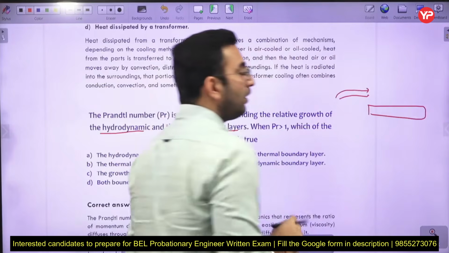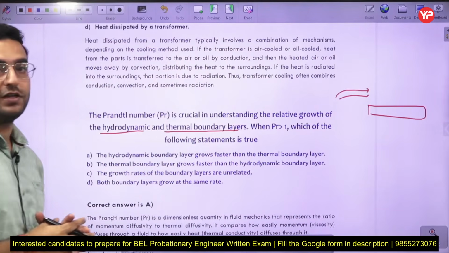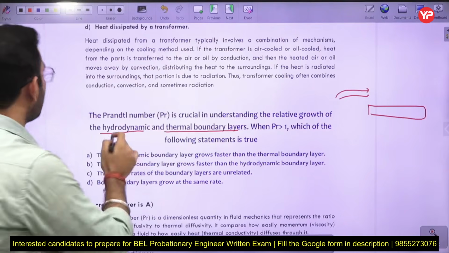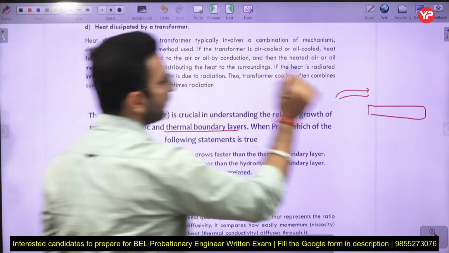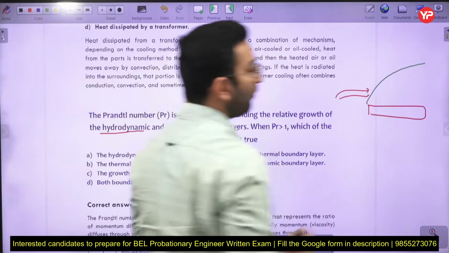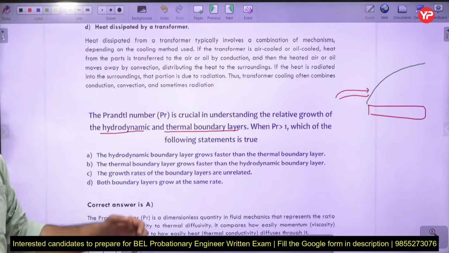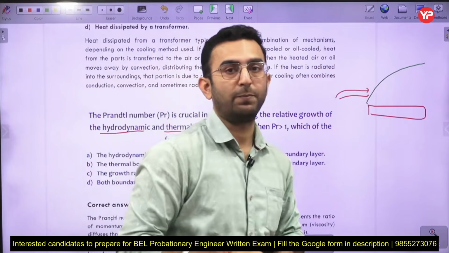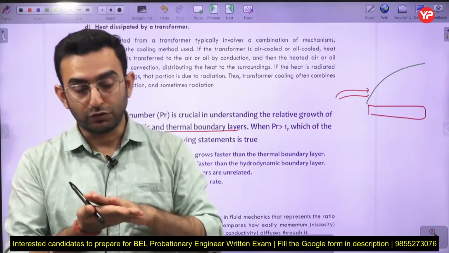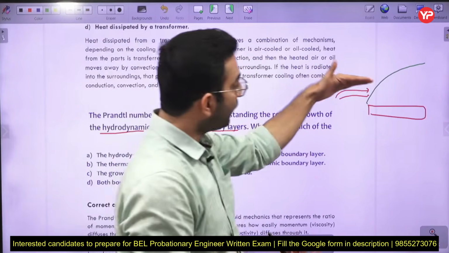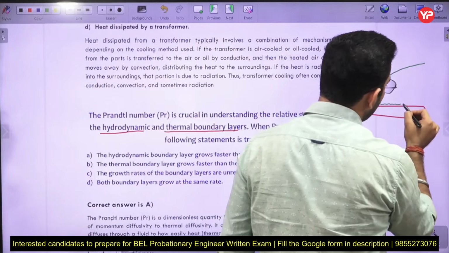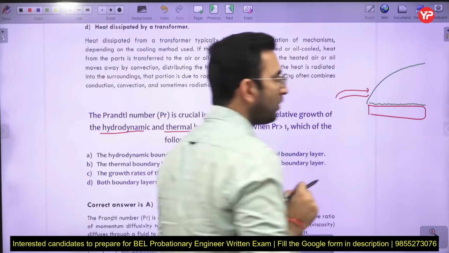what will happen? Even if there is no temperature difference here, there will be a formation of a hydrodynamic boundary layer. The hydrodynamic boundary layer forms due to the viscous effect. Why does it form due to the viscous effect? Because as soon as the fluid comes into contact with the solid surface, due to the no slip condition, the fluid layer will stick to the solid surface. So you see a formation of a stagnant layer over the solid surface.